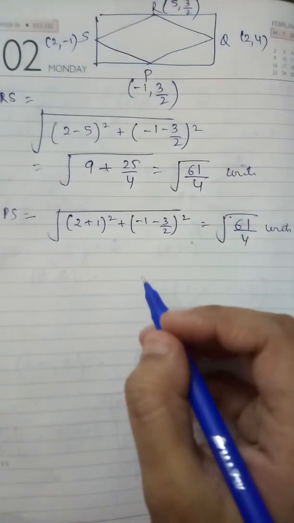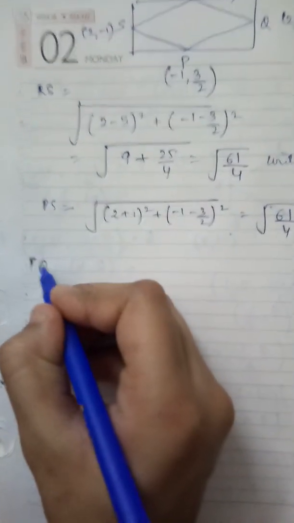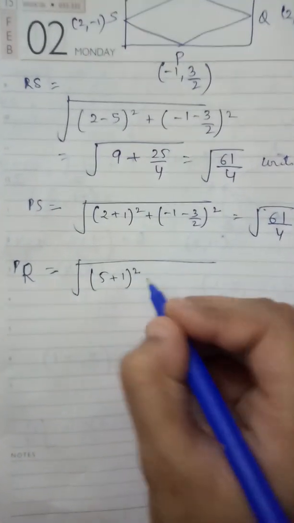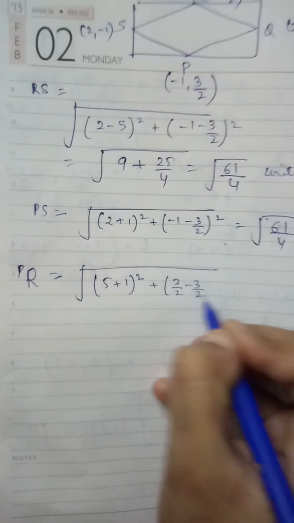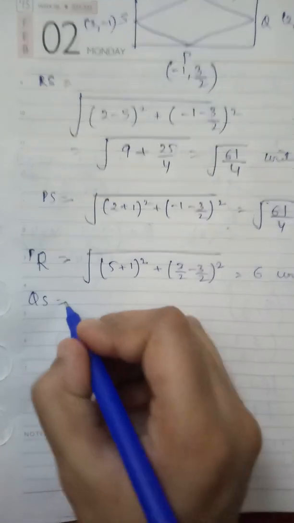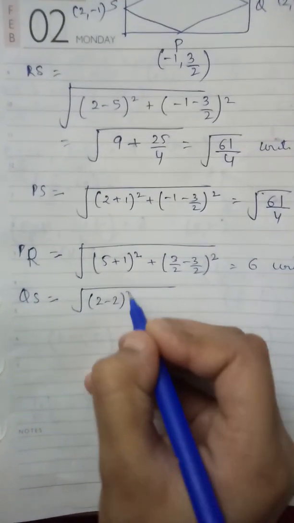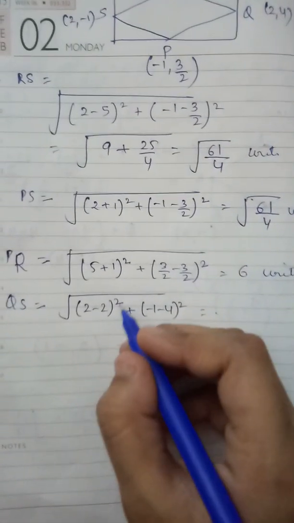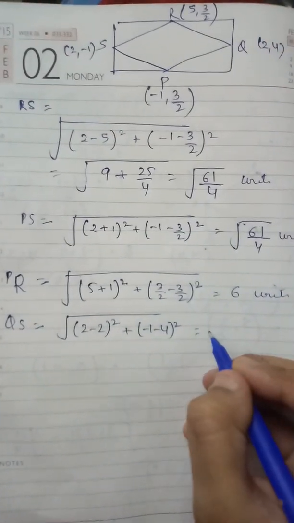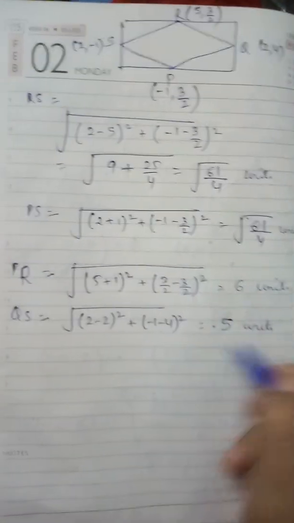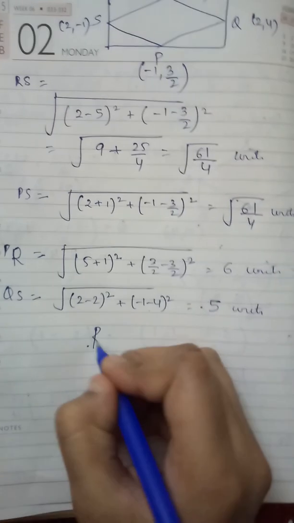Since all the sides are the same, it can be a square or a rhombus. Now we'll find the diagonals. PR will be the square root of ((5 plus 1) whole square plus (3/2 minus 3/2) whole square), which is 6 units. And QS will be the square root of ((2 minus 2) whole square plus (-1 minus 4) whole square), which equals 2 minus 2 is 0, minus 5 square is 5 units. Since all the sides are equal but the diagonals are not equal, therefore it is a rhombus.